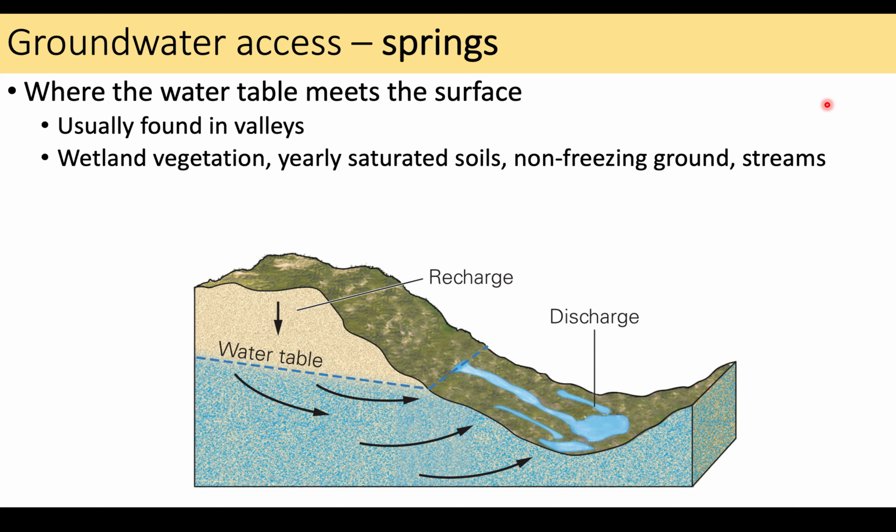So, springs, that is where our water table meets the surface of the earth. Where the water table meets the surface, or is above the surface of the earth, we are going to have water seeping out. That groundwater is going to seep out to the surface, which we call discharge. This is usually in a valley where we have a dip in the surface. Here we're going to have wetlands. You're going to have a lot of vegetation. You're going to have saturated soils year round. It usually won't freeze, and often you find streams.